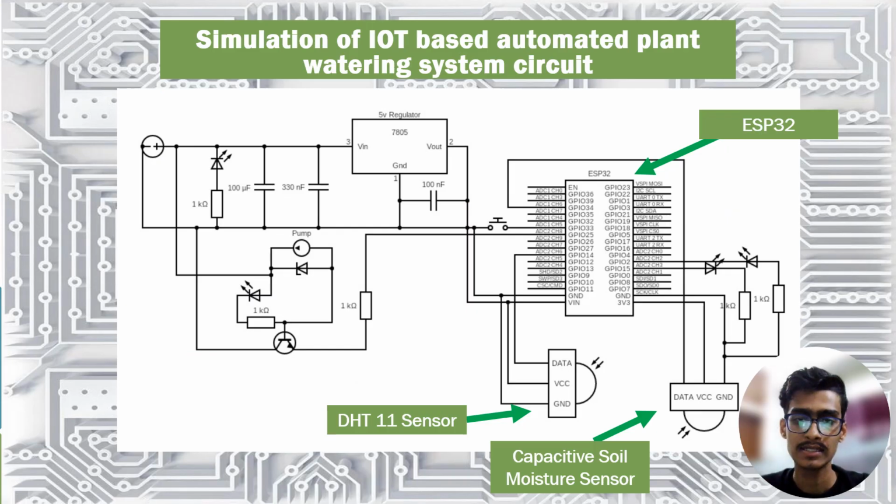This is the circuit design for our system. It has two sensors. The first one is the DHT11 sensor, which measures temperature and humidity, and the second one measures the soil moisture. Those two sensors send analog data to the ESP32, and the ESP32 converts the analog data into digital data, so we can use those data for our project. It also has many other components like LEDs, resistors, capacitors, and a 5-volt regulator.